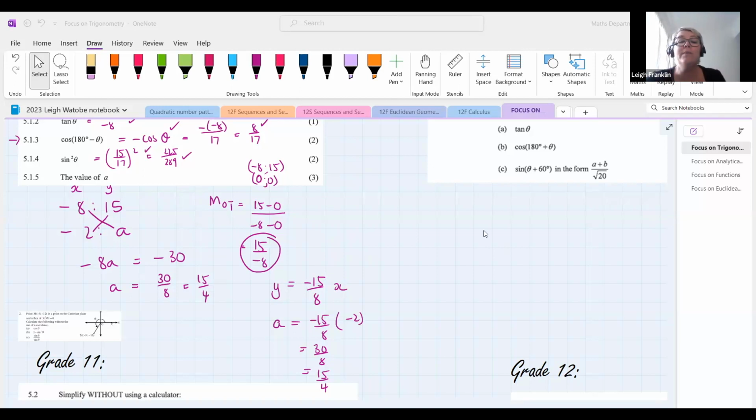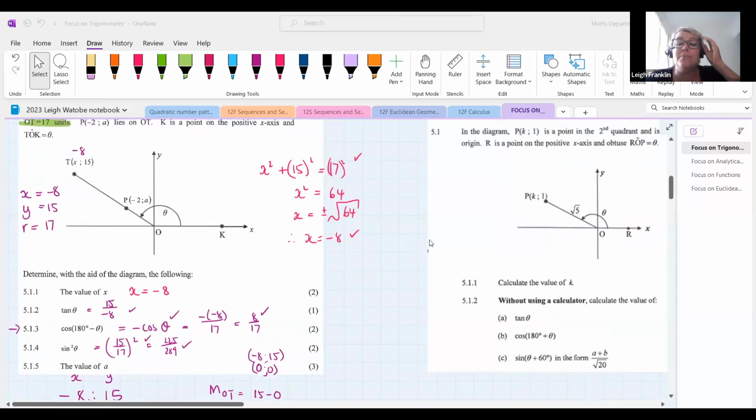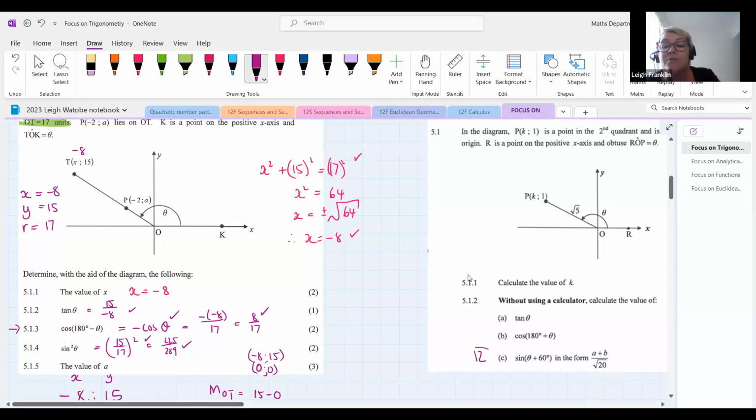What I'm going to do now is have a look at the grade 12 questions. Grade 11s, you can pay attention to questions 5.1.1 and 5.1.2, you can listen to A and B, but this one over here is going to be for the 12s only. When I go through question C with the 12s, I'm going to give you grade 11s something else to work on in the meantime. Then we're going to carry on going.